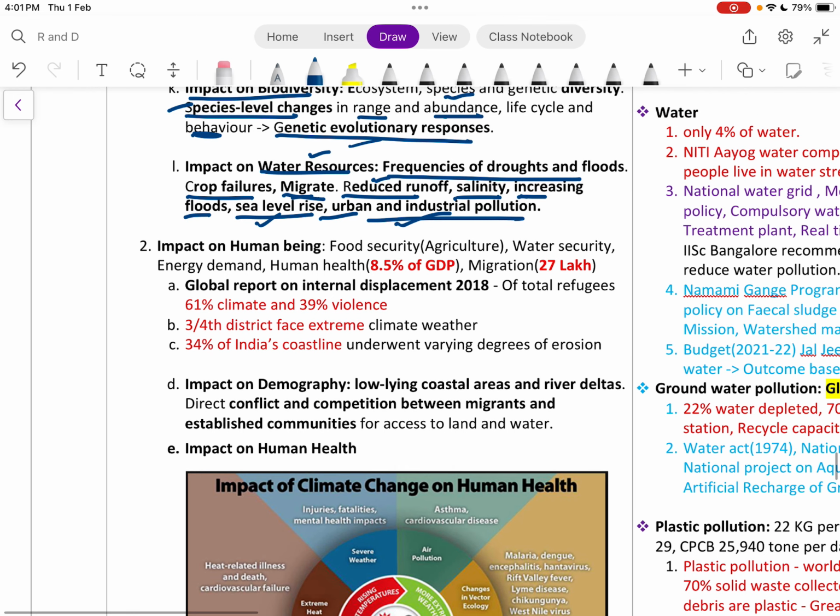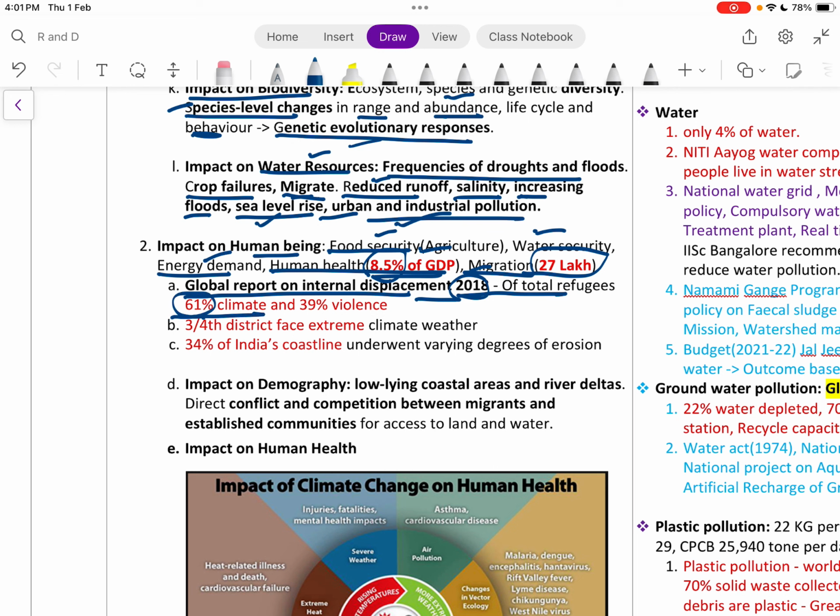Talking about the impact on human beings: food security, water security, energy demand, human health. Almost 8.5% of GDP would be costed. Migration is estimated at 27 lakh. According to the Global Report on Internal Displacement 2018, of total refugees, 61% are climate refugees and 39% are because of violence.